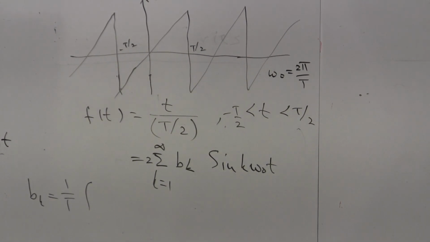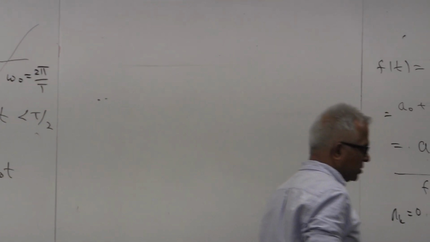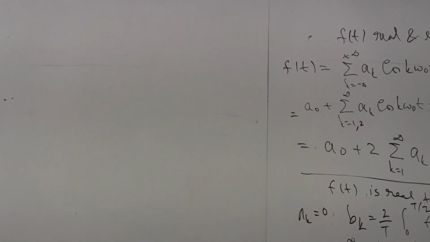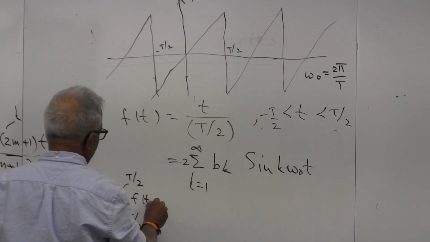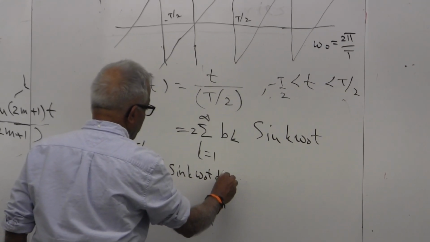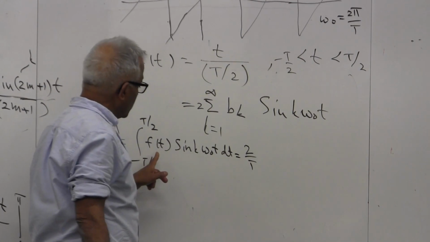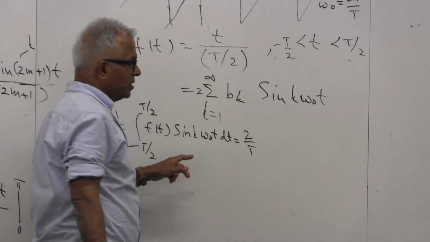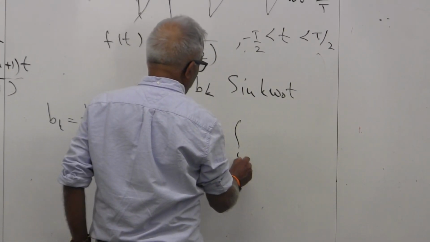So b_k, you can either use over the whole duration or 2 over T and half the duration. That's good enough. So we can write this over one duration, f(t) sine k omega naught t dt, or again, since the function is odd, the product is even, so over a common duration of 0 to T by 2.